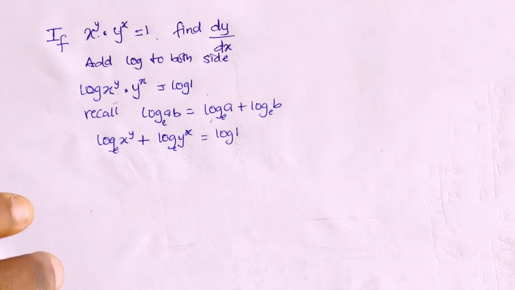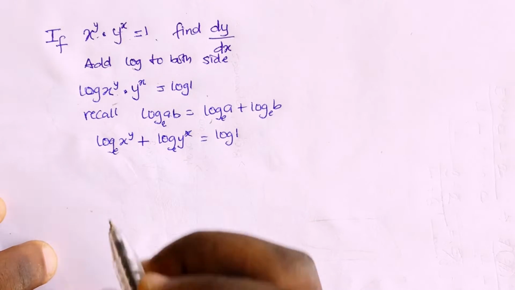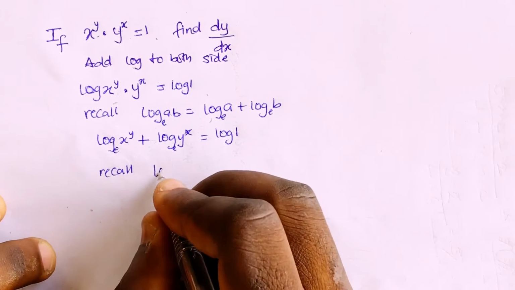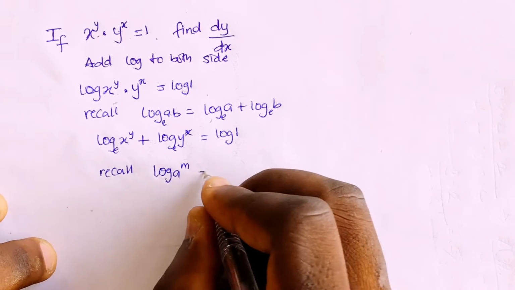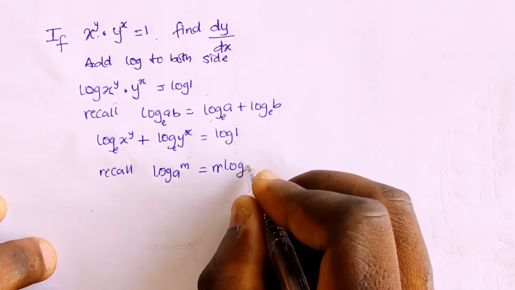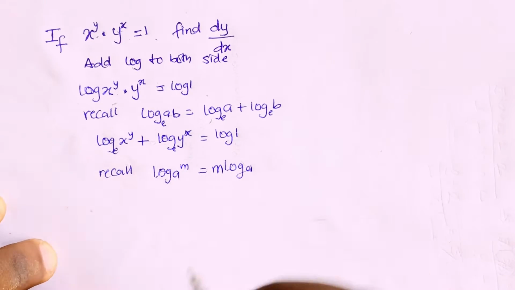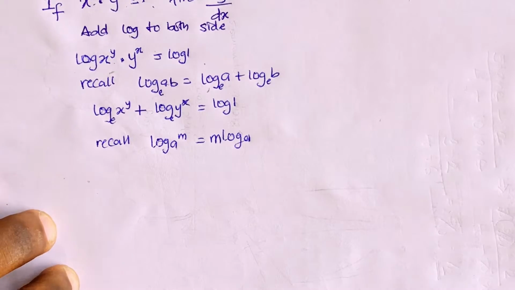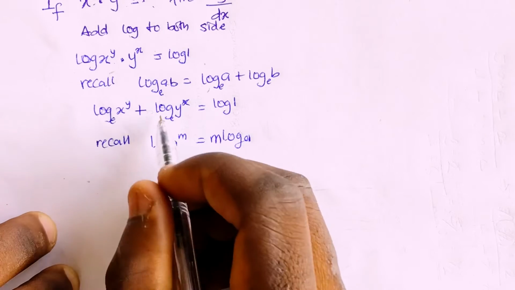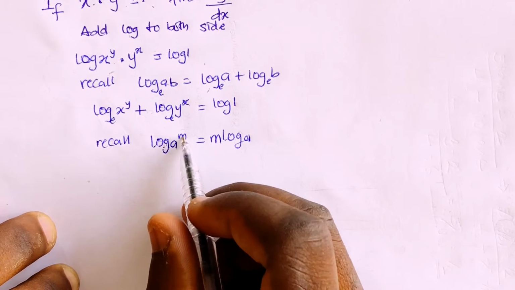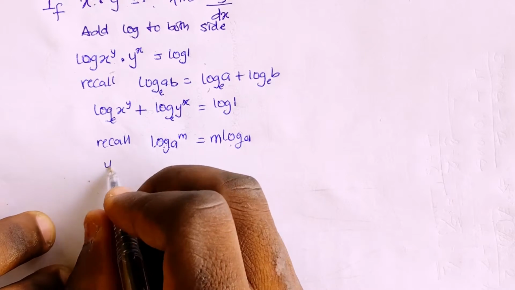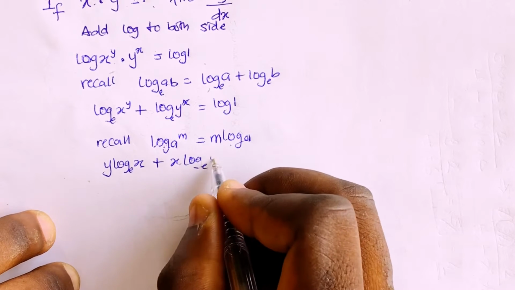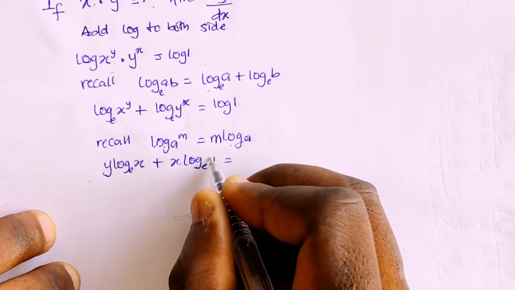Another thing is that there is still another identity that I'm going to use here, because here we are having an exponential function. You can recall that log a raised to the power m is also seen as m log a. That's another rule of logarithm. So let's just bring the power down. So we have y log x plus x log y, right? Equals log 1.